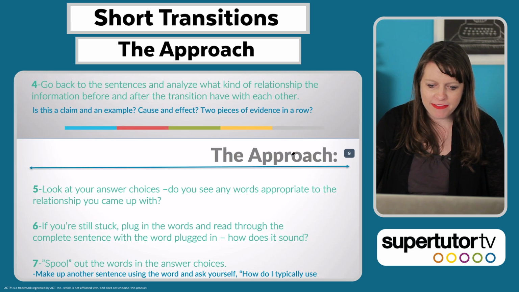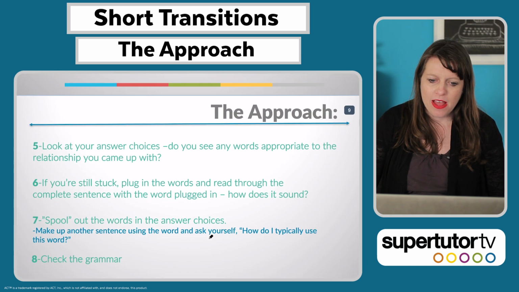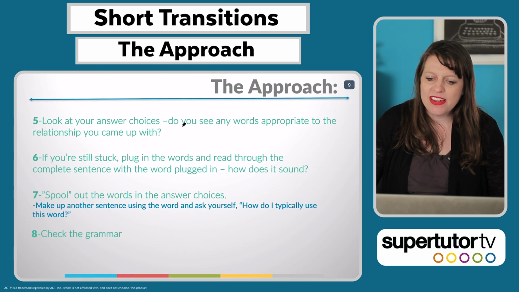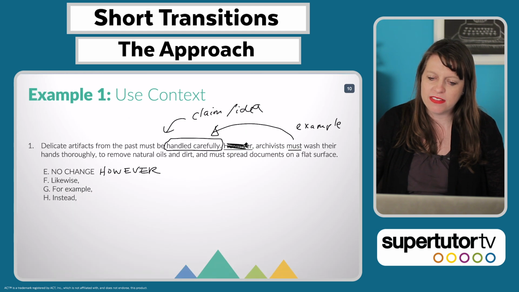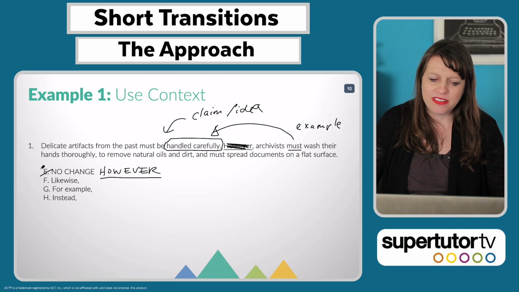So after I've analyzed the relationship that they have with each other, I'm going to look at my answer choices. This is number 5. Do I see any words appropriate to the relationship that I came up with? My relationship here is a claim, an idea, and then an example that supports that claim, like supporting details. So I'm going to look for something that says supporting details. "However" is a contrast signal. That's not supporting details.